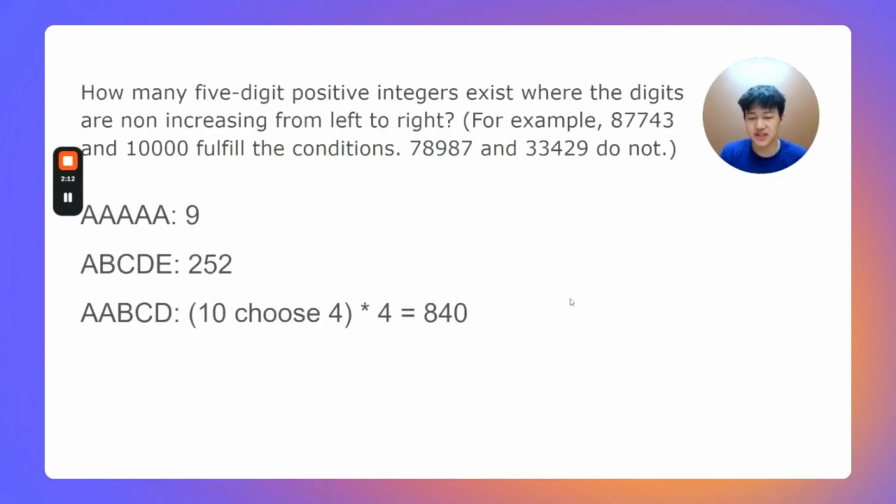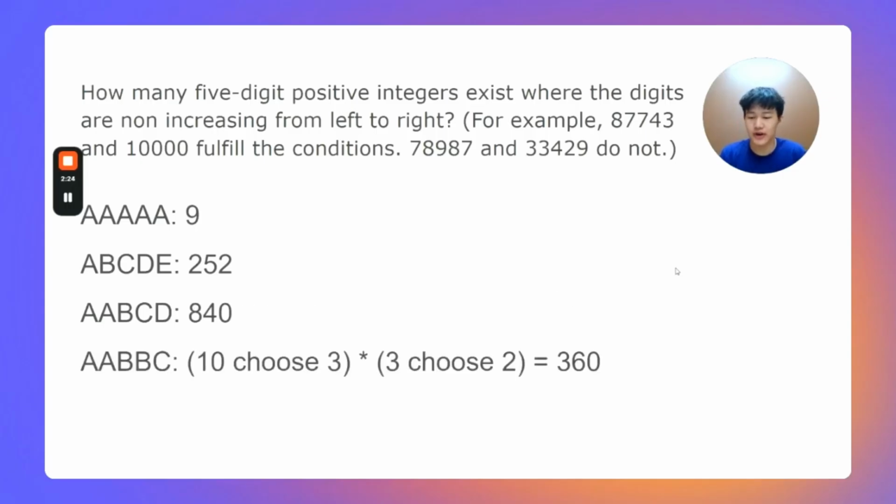For A, B, C, D, when only one number is doubled, it's 10 choose 4 times another 4 to choose which of the numbers we should double, and that equals 840. For A, B, B, C, it's 10 choose 3 numbers, and then from those 3 numbers, we'll choose 2 more to pick which 2 numbers will be doubled. And when you multiply those, you get 360.